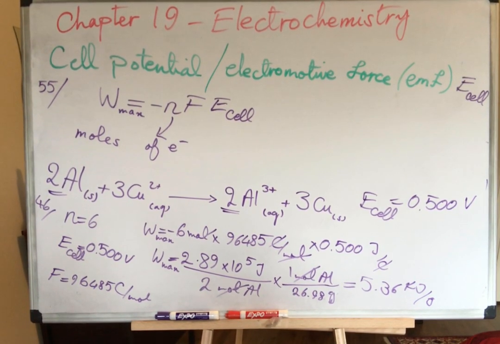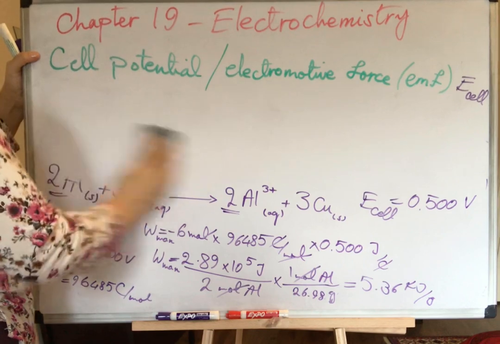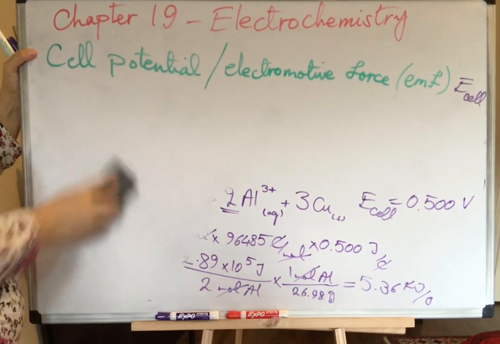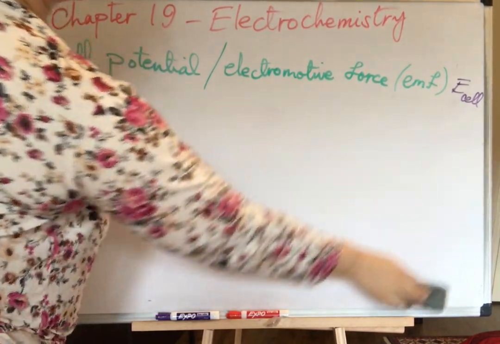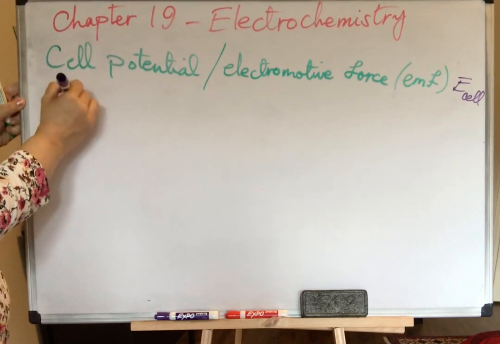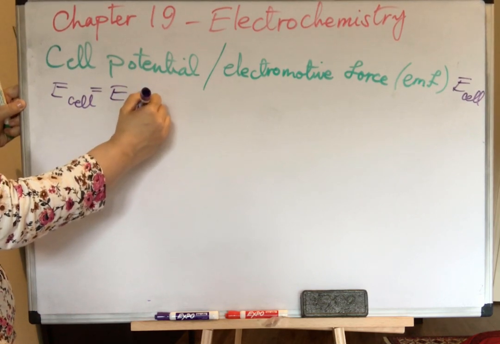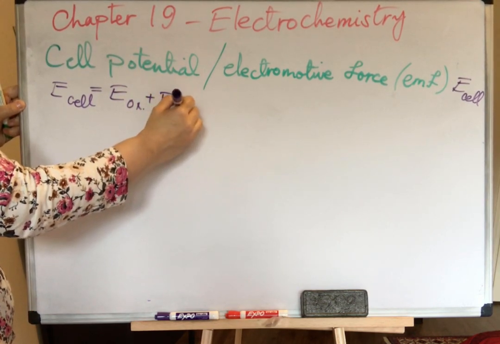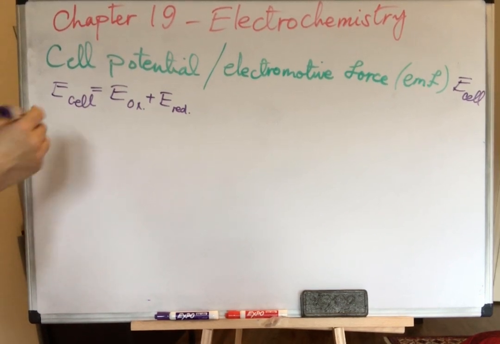Another formula, or before that, let's talk about electrode potentials. The cell potential we just talked about is the potential of oxidation and reduction, both of them. E of cell is E of oxidation plus E of reduction, if you say E is the potential. So on slides 60 and 61 you have electrode potentials.